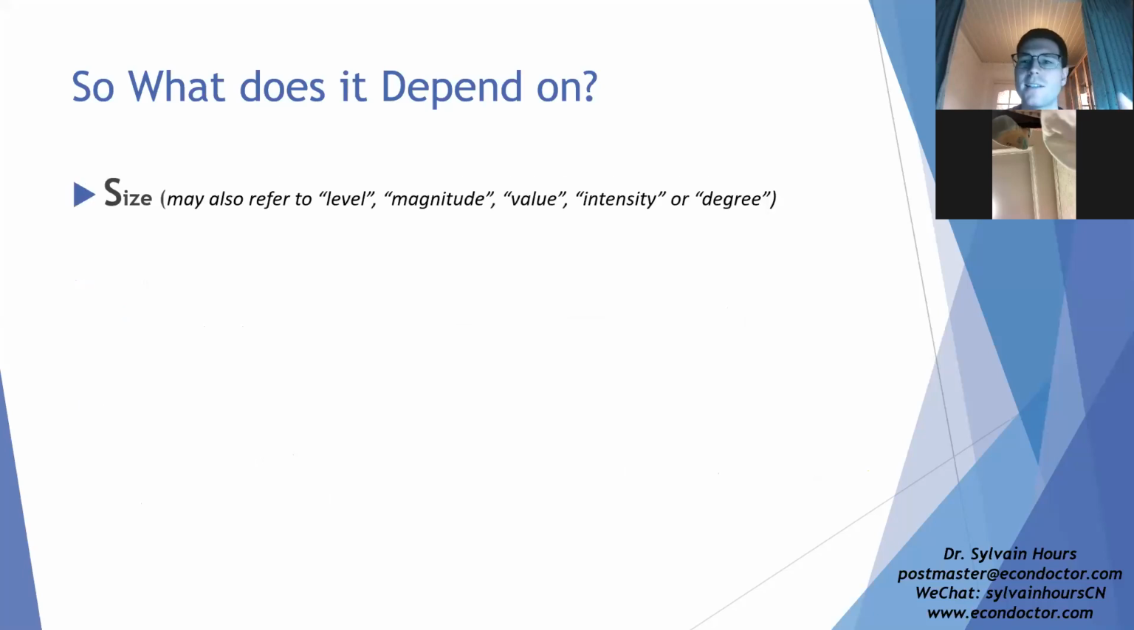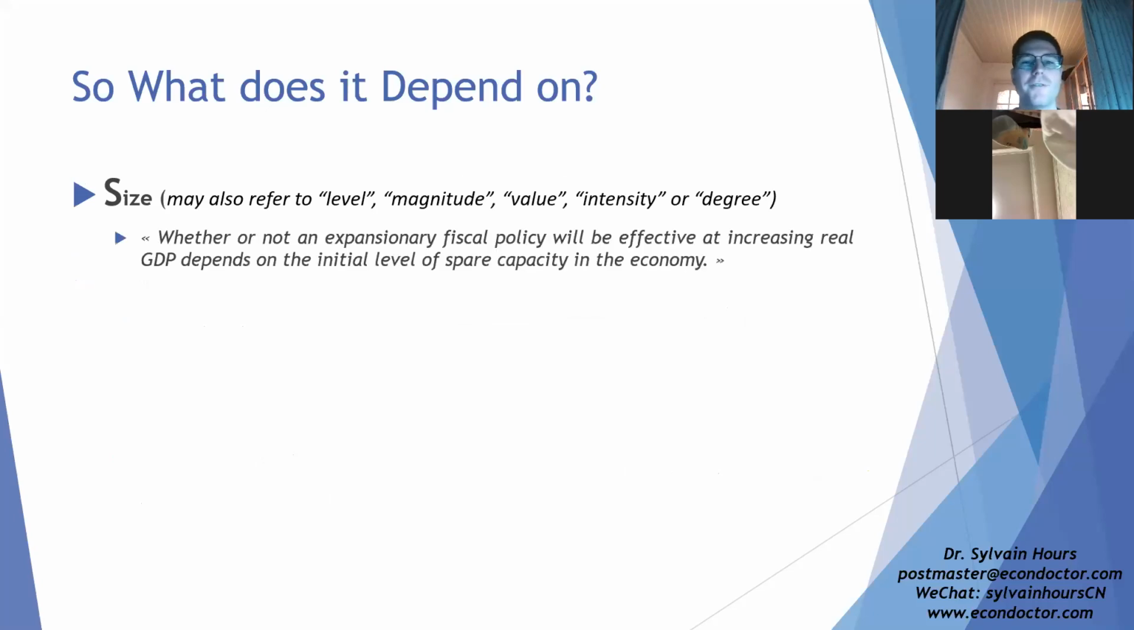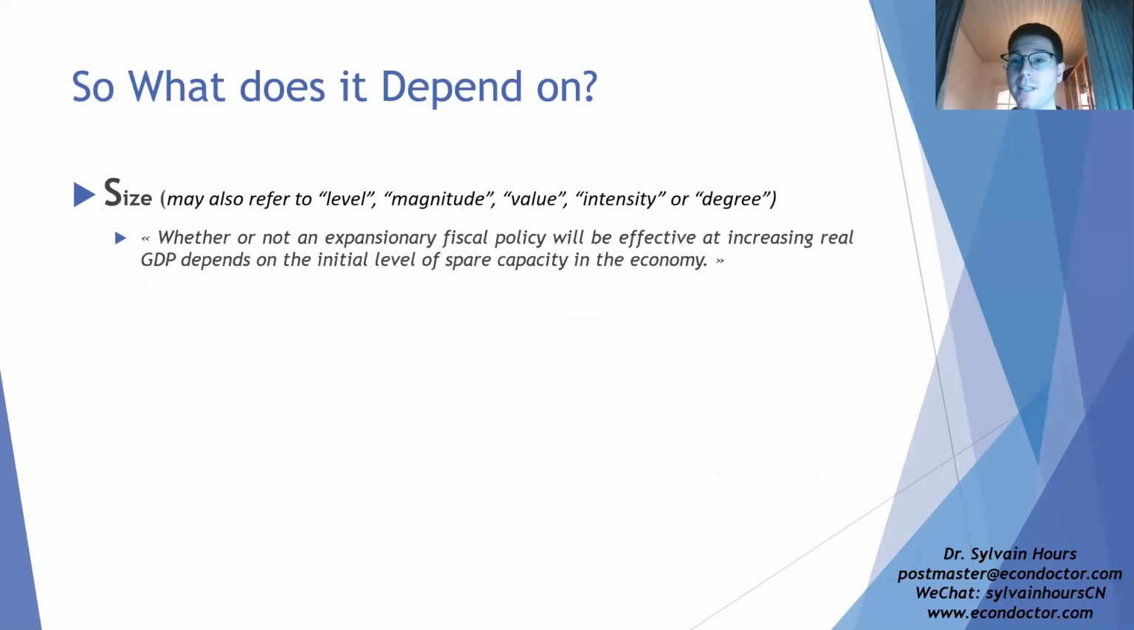Size. So size could be the level, the magnitude, the value, the intensity, the degree. It actually includes many things. Whether or not an expansionary fiscal policy will be effective at increasing real GDP depends on the initial level of spare capacity in the economy. So that's one evaluative comment where we actually talk about the size of something.